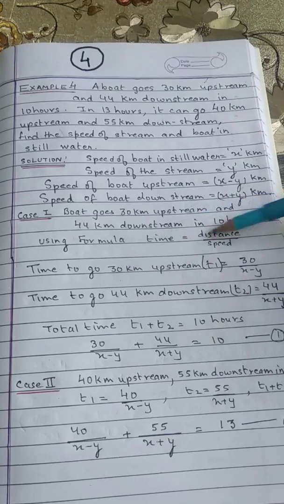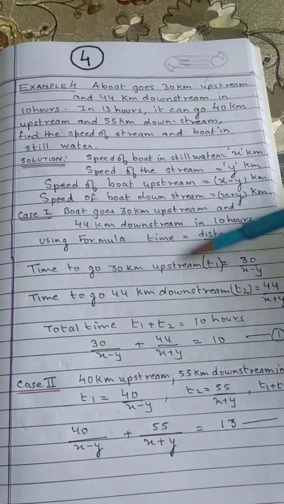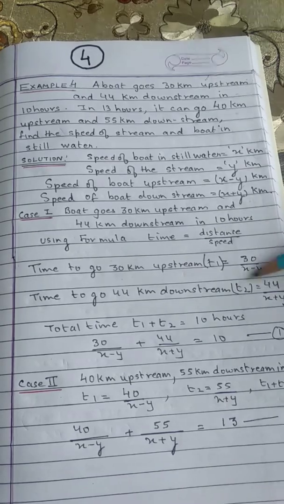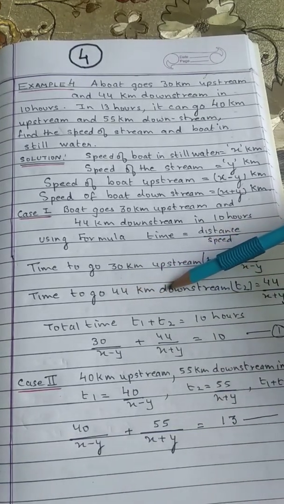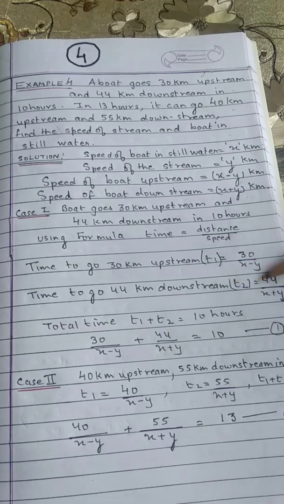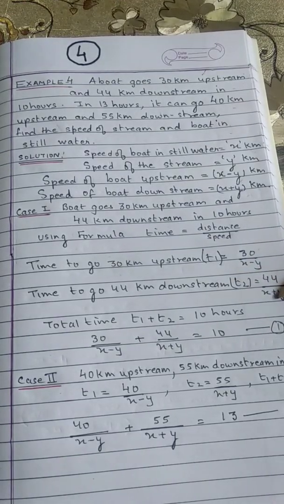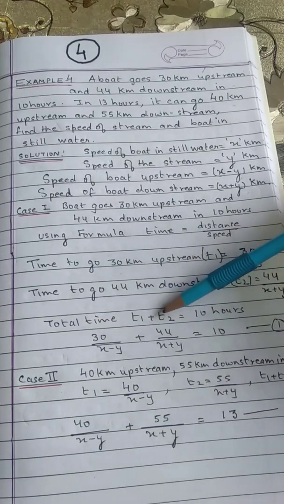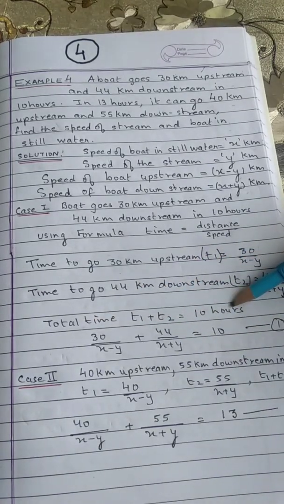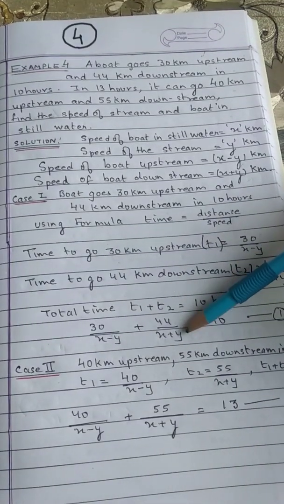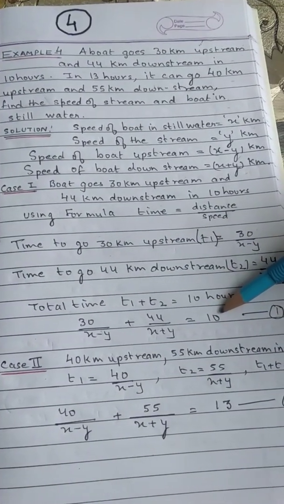Using the formula time is equal to distance upon speed, time to go 30 kilometers upstream is 30 upon x minus y. Time to go 44 kilometers downstream is distance upon speed, 44 upon x plus y. Total time t1 plus t2 is 10 hours. So 30 upon x minus y plus 44 upon x plus y is 10.